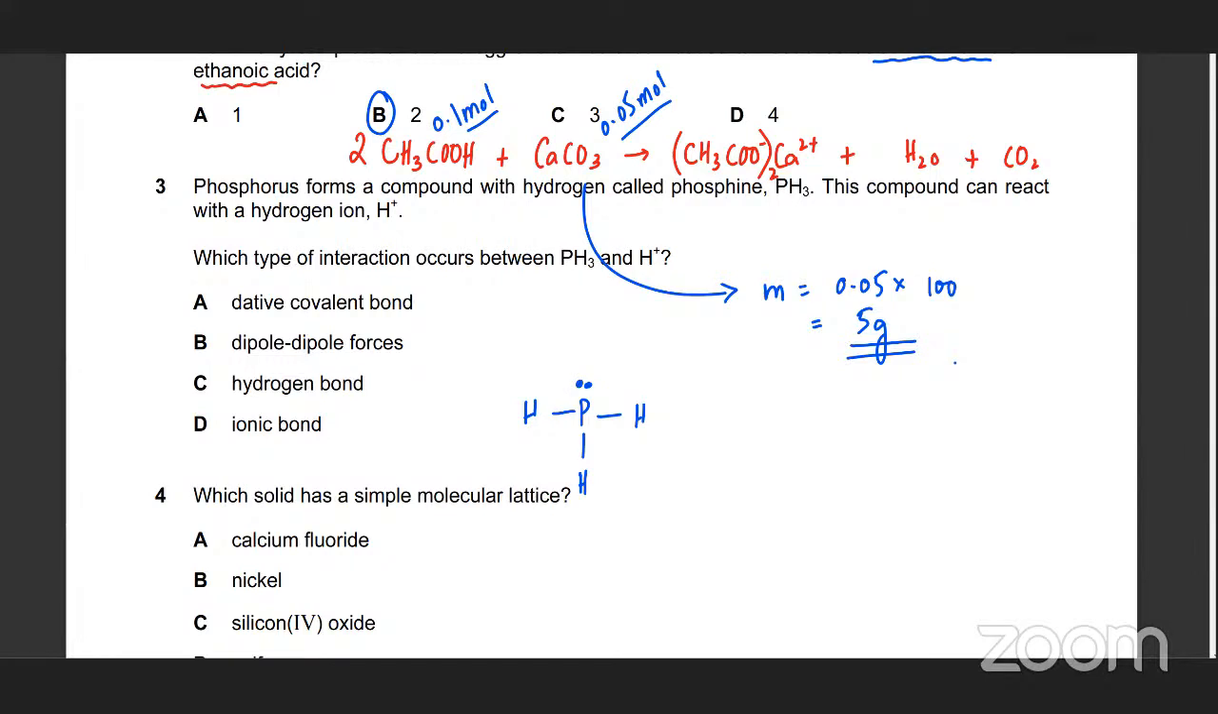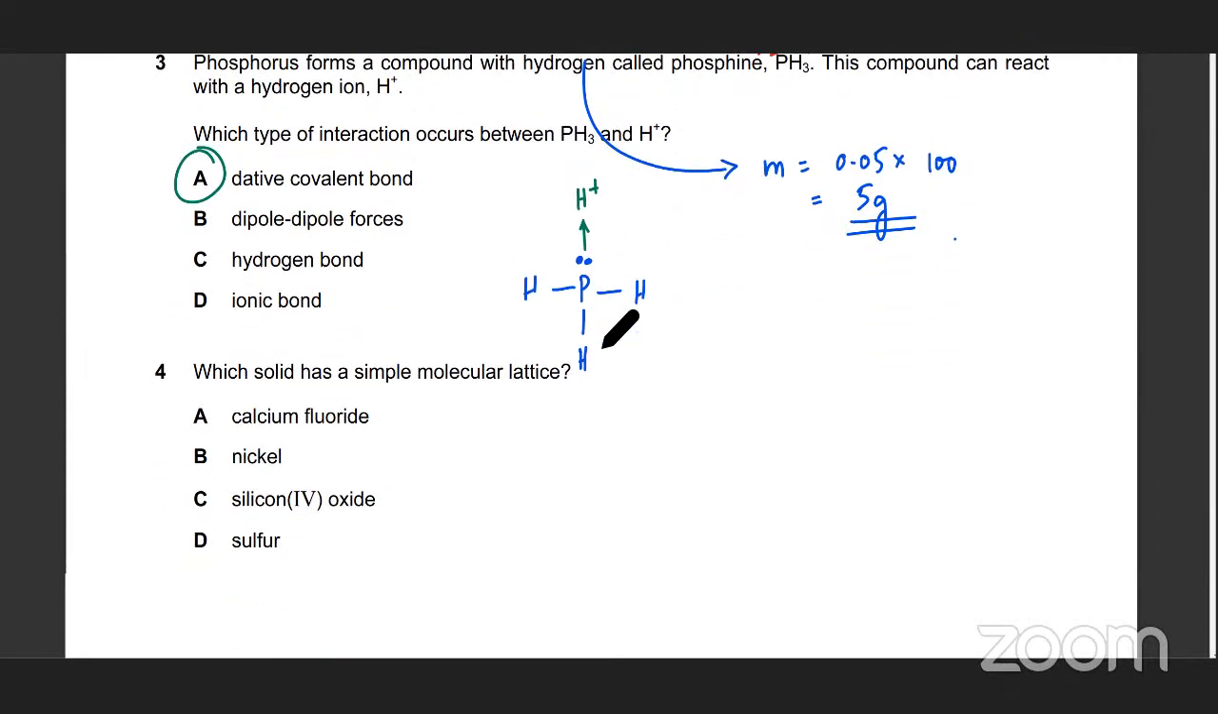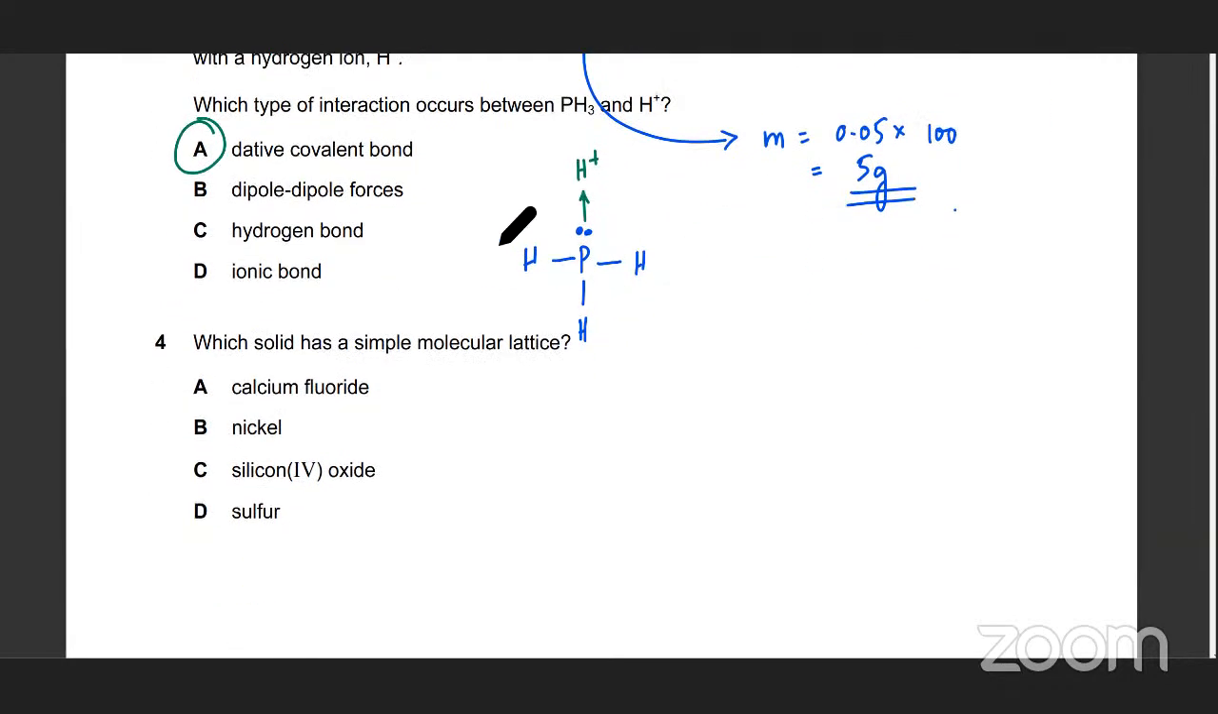All group 5 elements have one lone pair. And H+, which is completely empty, has no electrons, is going to be attracted to those lone pairs, and they would end up forming a dative bond. So a dative covalent bond is going to be formed between PH3 molecules and H+. So that is what's going to happen over here. And the PH3 molecule is going to behave as a base. Anything that has a lone pair pretty much behaves as a base because it is capable of accepting H+ ions.